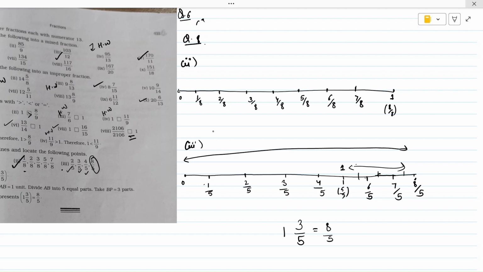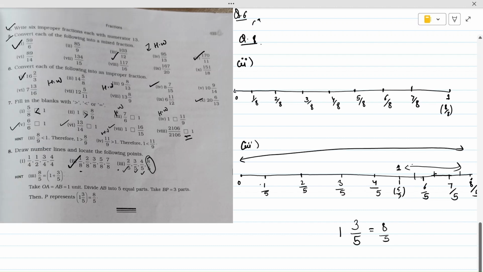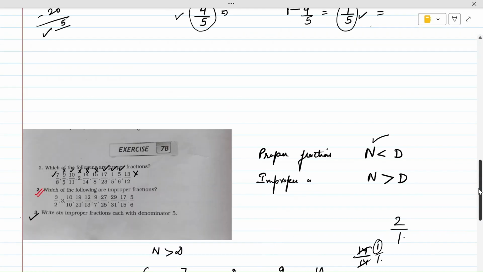So kids, this brings us to the end of this exercise, and in the next class we are going to pick the next exercise, that is 7C.